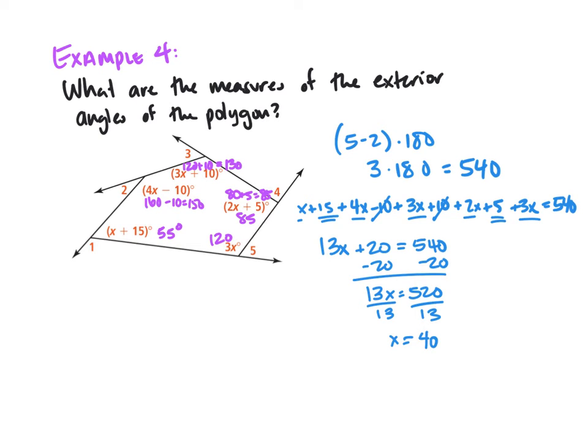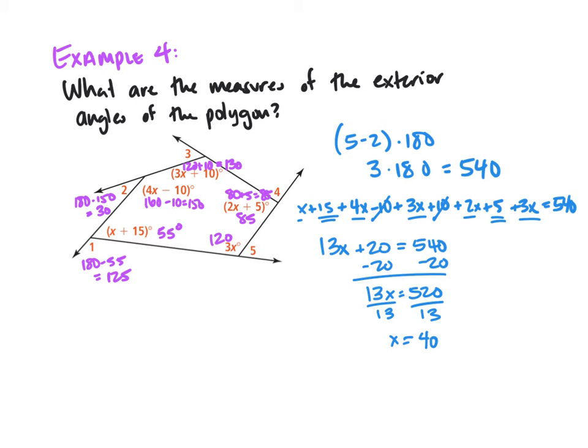Okay, so now I can take each of these amounts and subtract from 180 to find angle 1, and then angle 2, and so on. So that's going to be my last step here. I'm going to go ahead and do 180 minus 55, which is going to give me 125. For angle 2, I'm going to do 180 minus 150, which is 30.